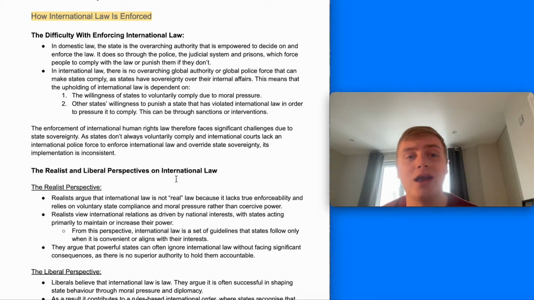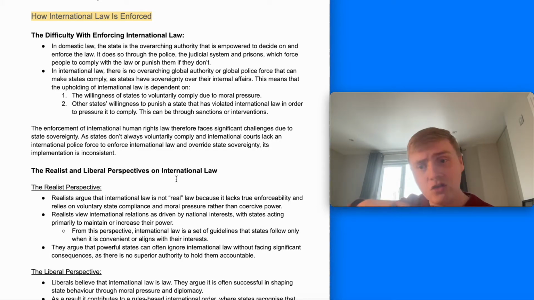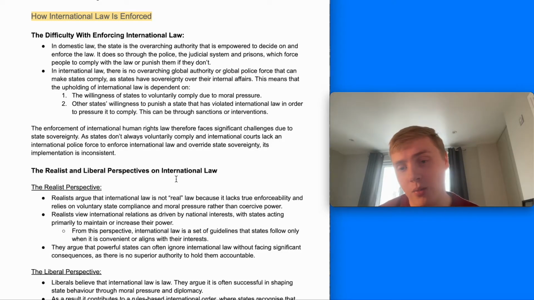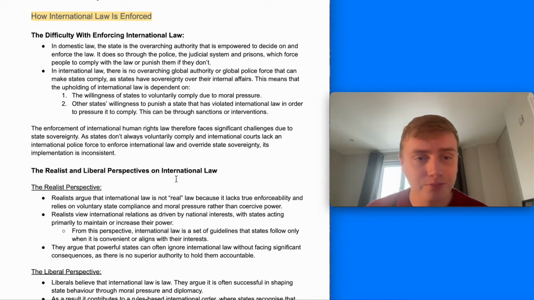What we're going to have a look at now is how international law is enforced, and this is really important, and central to this is sovereignty. When we think about law in domestic law terms, the state is empowered to enforce a law. So there is a list of rules that everyone has to follow, and if you don't follow those rules, the state in domestic law puts you in jail effectively, or fines you, or punishes you, and it does so through the police, through the judicial system, and through prisons, which really force people to comply with the law or punish them if they don't.